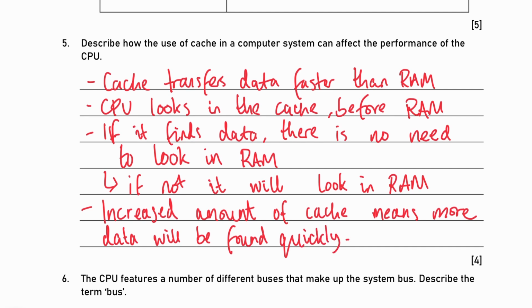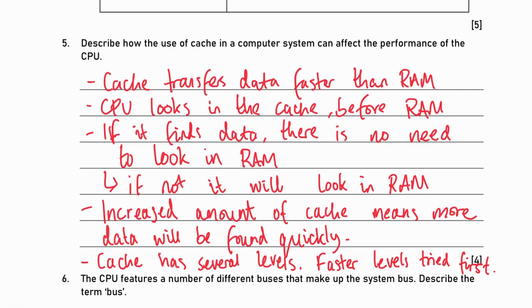As this is a 4-mark question, I'll go over some extra points that you could put. You could also mention that cache has various levels. So cache has several levels, and the faster levels are tried first. So that's level 1 cache, then level 2, then level 3.